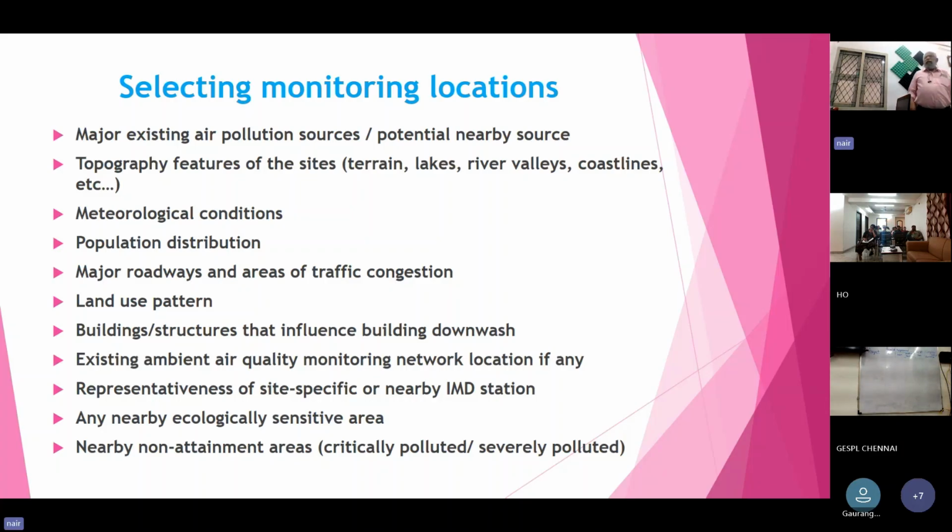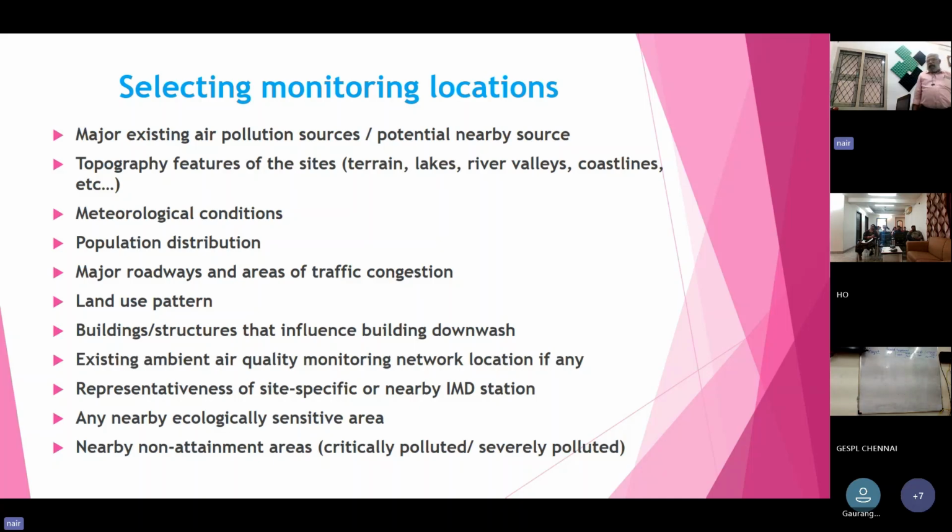Then existing ambient air quality monitoring network location, if any. If a national ambient air quality monitoring location is there at that point, why should you put another point? Not required. You can take it from the NAMP data. Then representative of site specific or nearby EMD station. If you have a nearby EMD station for you, put your monitoring station there. You could take other points.